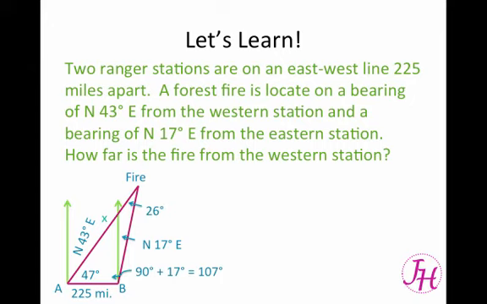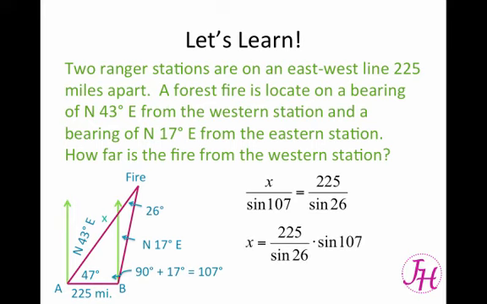So now let's use our law of sines to solve for X. So we have X over the angle that it's opposite, so sine of 107 degrees, equals 225 over the sine of 26 degrees. Then we just multiply both sides by sine of 107, and then you can put that into the calculator and you get X equals 491 miles. So that's how you use the law of sines to solve a problem using a triangle that is not a right triangle.